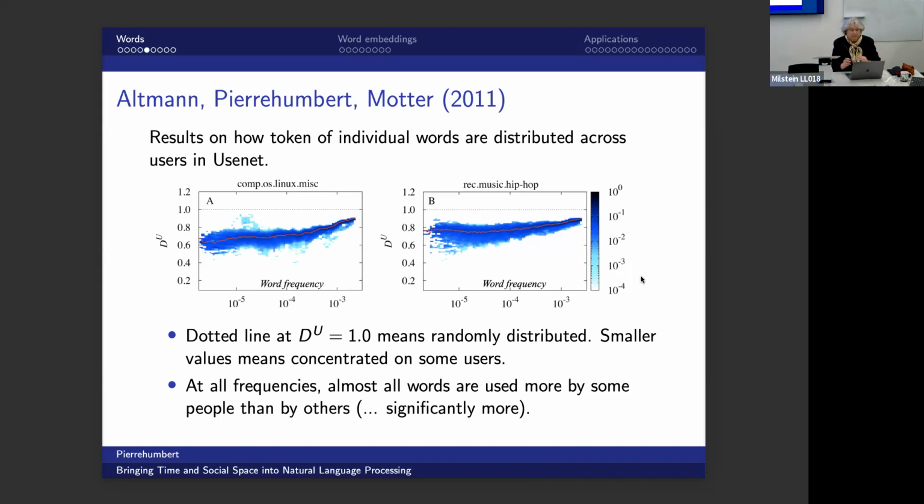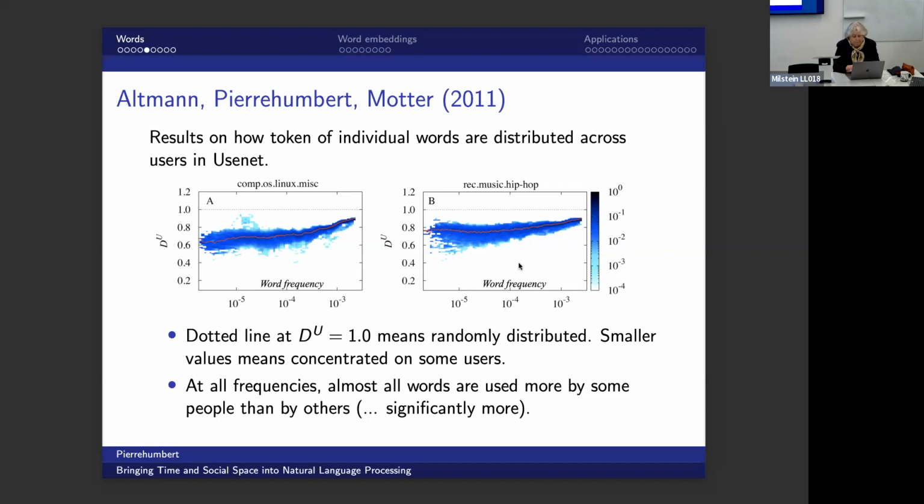Okay, so this is now all the words at frequencies of 1 per 1,000, 1 per 10,000, 1 per 100,000. And D is a measure of whether it's randomly distributed, in which case it would be one. That would be your expected value if it was randomly distributed. And a smaller value means it's bunched up on some people. You can see from the heat map that almost all the words are used more by some people than by other people. And we ran Monte Carlo simulations that looked at this in more depth, and this is absolutely significantly true. There's hardly any words that are used equally by everybody.